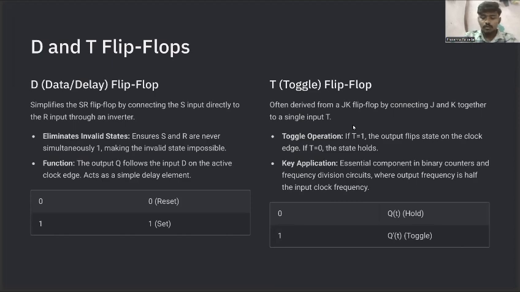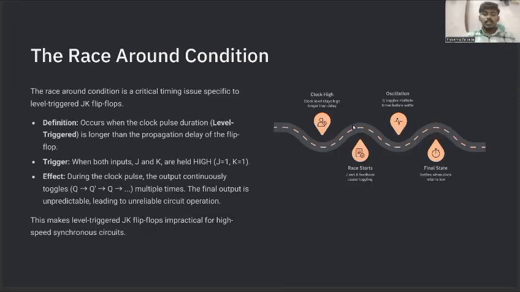Okay. Next, we can move on to the next topic, race around condition. This race around condition occurs in JK flip-flops when both J equal to 1 and K equal to 1, while the clock pulse remains high for too long. During this period, the output keeps toggling continuously, leading to unpredictable results. The reason is the output keeps feeding back to the input while the clock is high.